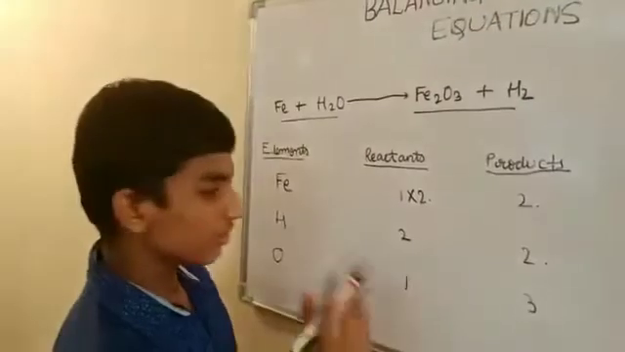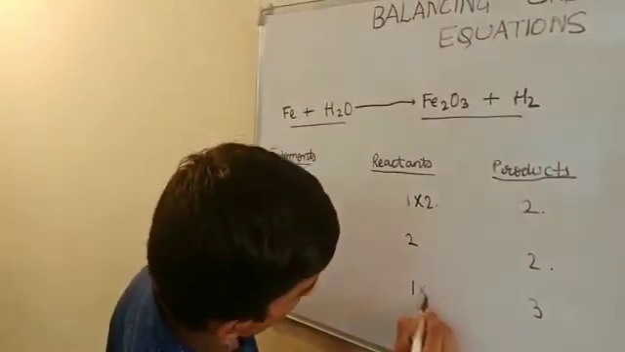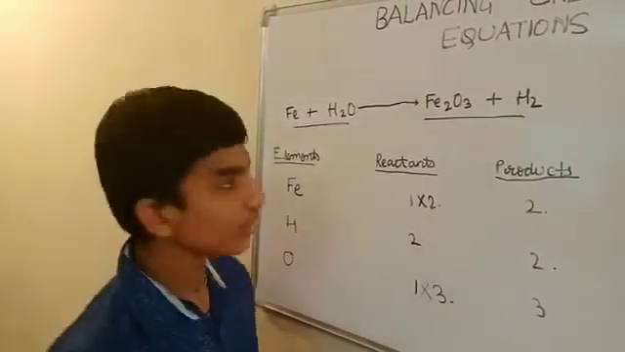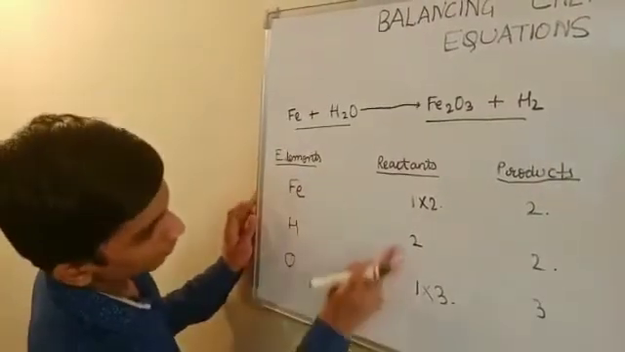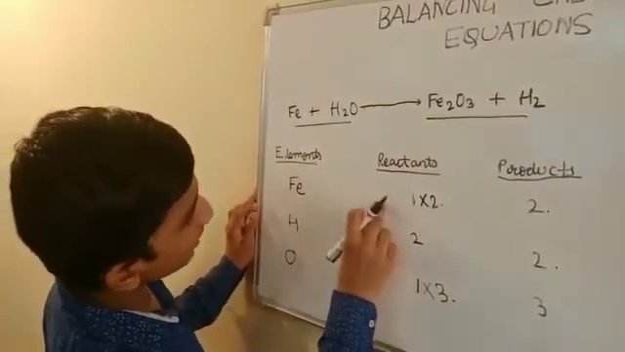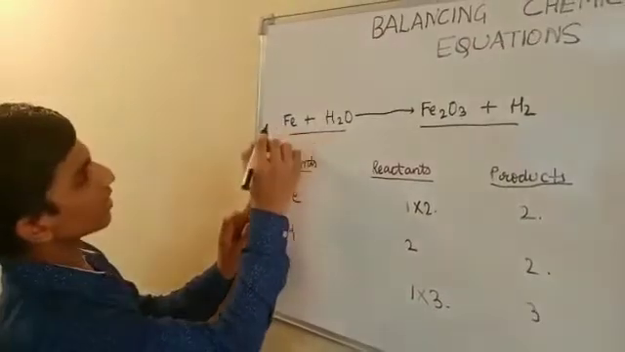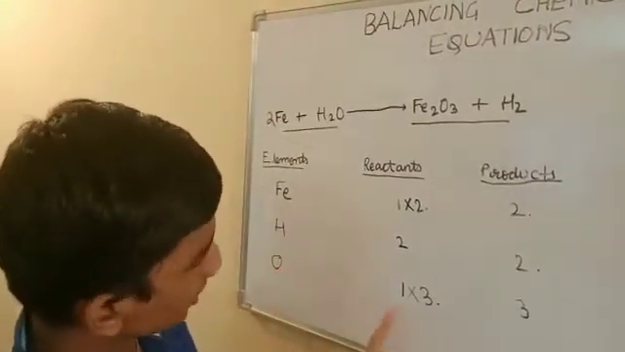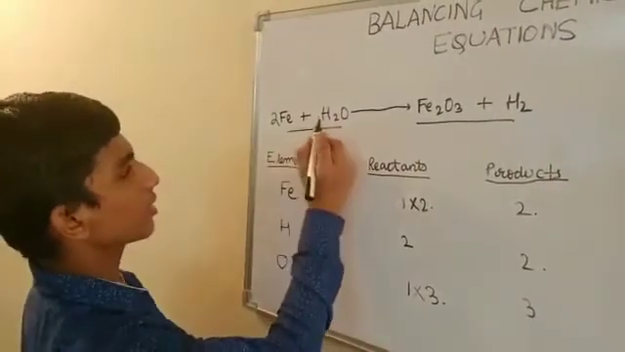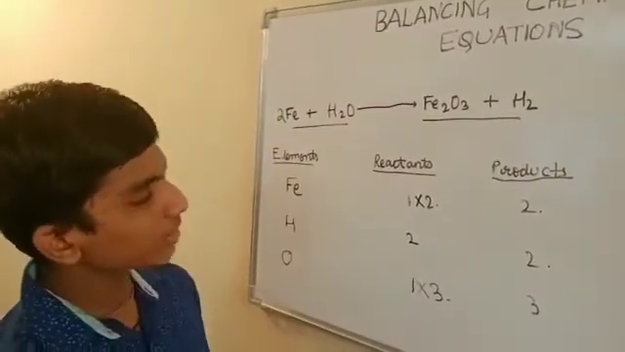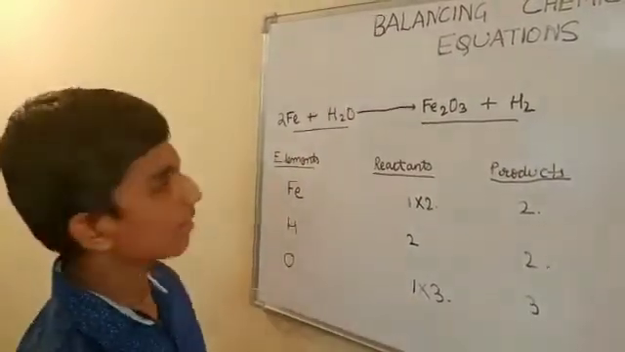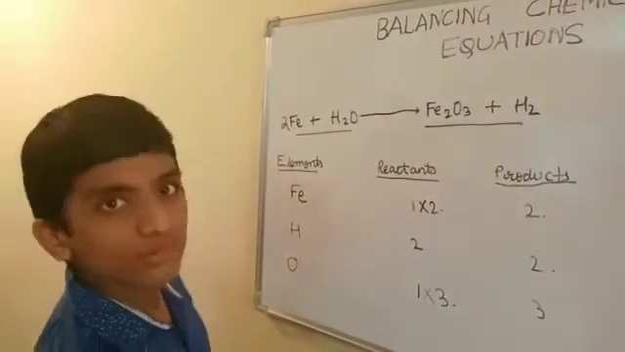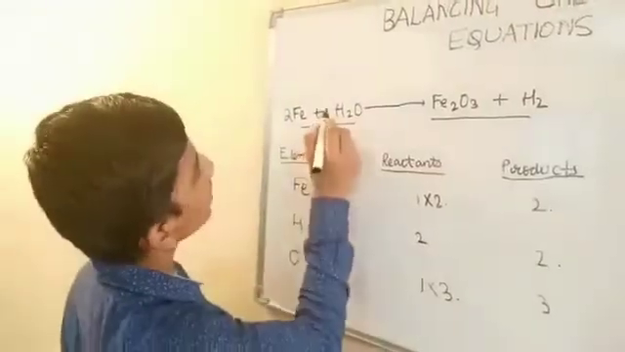Here oxygen, 3 atoms. So multiply it with 3. Now we have multiplied in reactant side with 2, so for iron keep 2. Next, oxygen multiplied with 3 on reactant side. We should not keep 3 wherever oxygen is there. In which side we have multiplied with 3, that side we have to keep. Now 3.